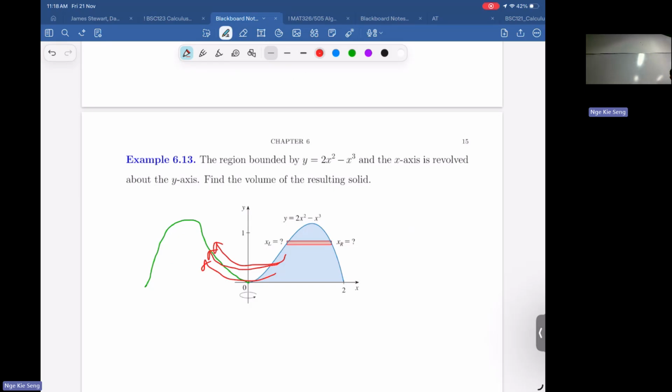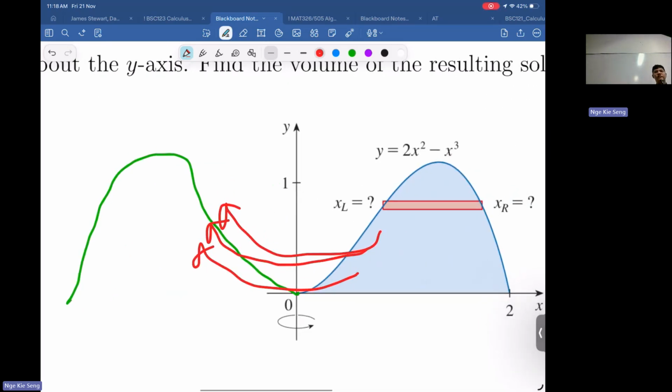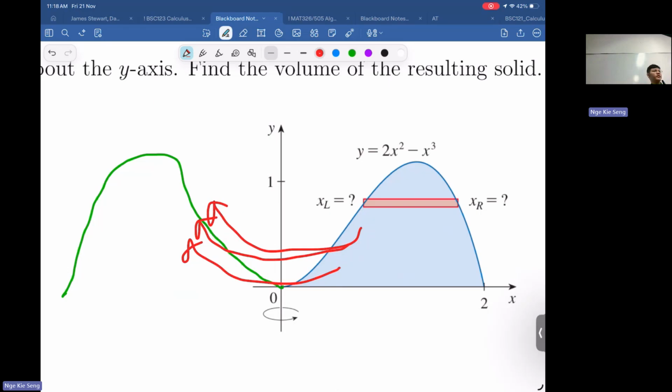So you can use the previous method to compute this question, right? Which is the radius in and the radius out? Can you figure out what the radius in and radius out are if you use the previous method? What's the radius in? What's the radius out?